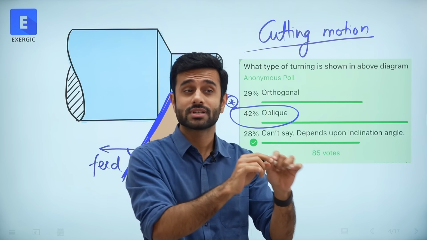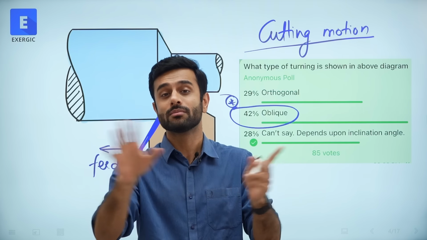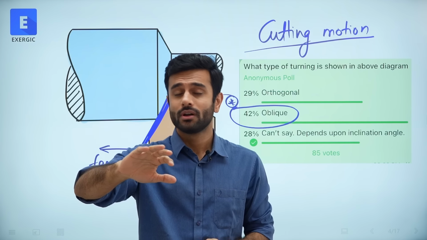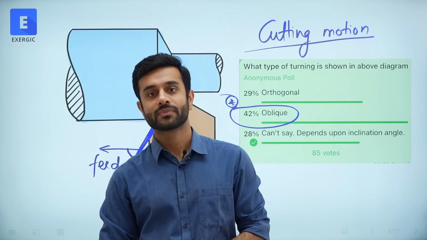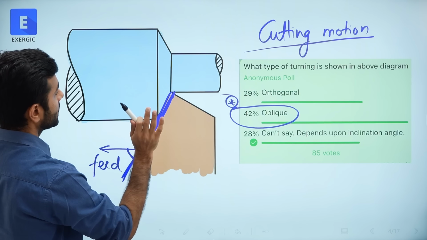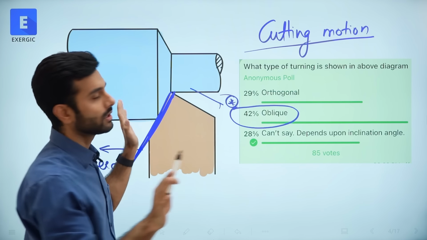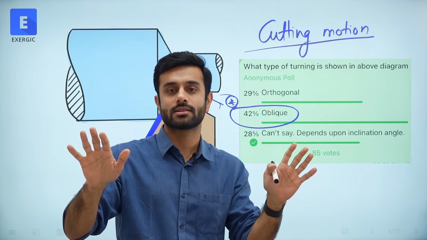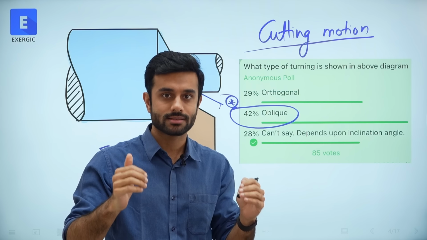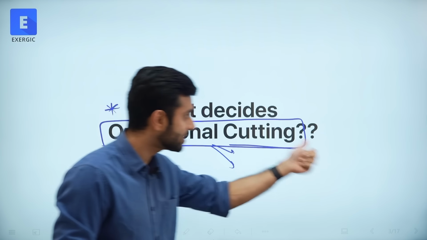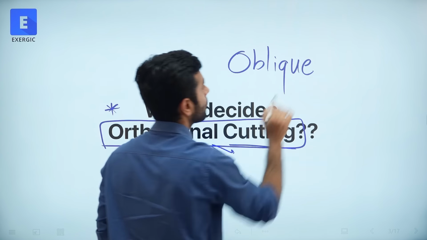On the internet, if you just randomly search random blog pages, random books, even some books of not so credible publishers, they have not given this distinction. They have simply written that if this is the cutting, this is the turning happening, and this is oblique, simply oblique. No discussion about inclination angle. Do you think that orthogonal cutting is decided by side cutting edge angle? Is that the basic definition? Is that how you differentiate between orthogonal and oblique cutting?